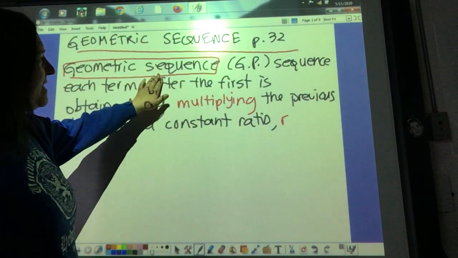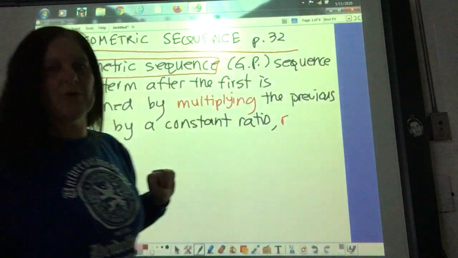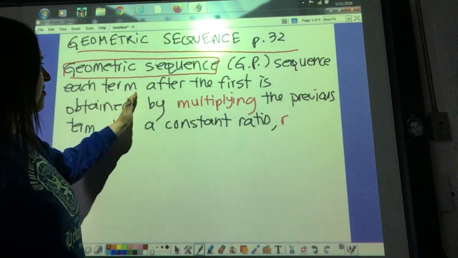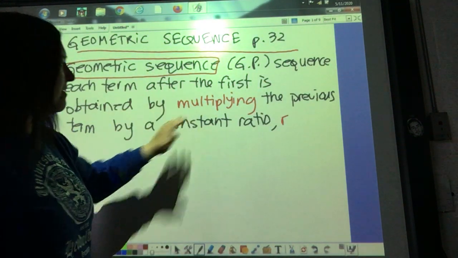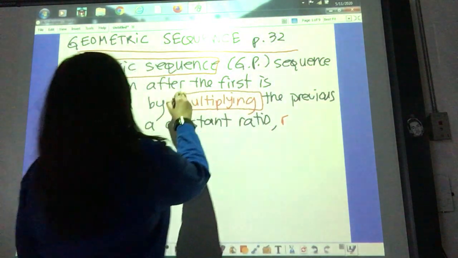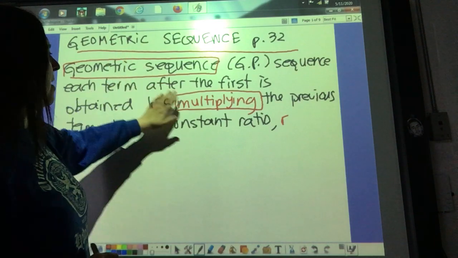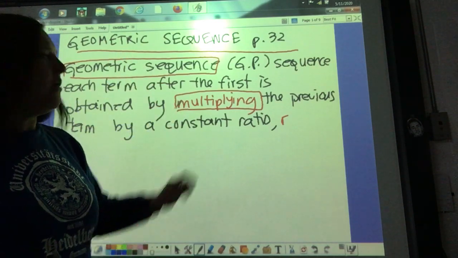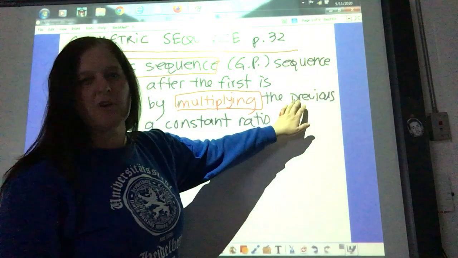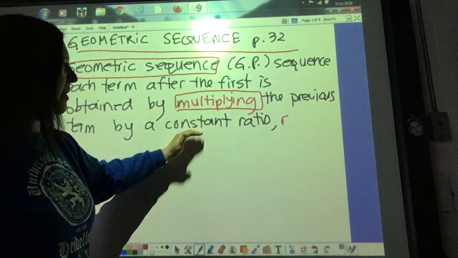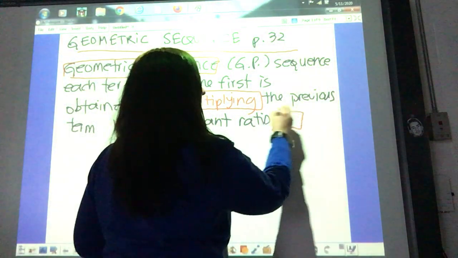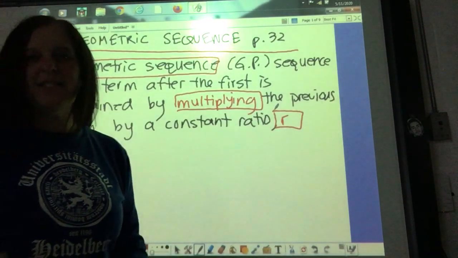A geometric sequence, GP, geometric progression, is a sequence where each term after the first is obtained by multiplying. Remember, in an arithmetic sequence, you are adding a constant term. In geometric, you're now multiplying by a constant term. When we added, we used the letter D for common difference, but because we're multiplying, we're going to use the letter R for ratio. Otherwise, it's the same idea.